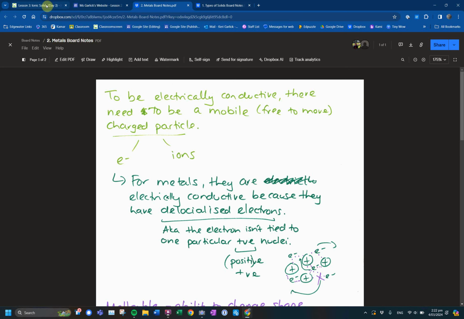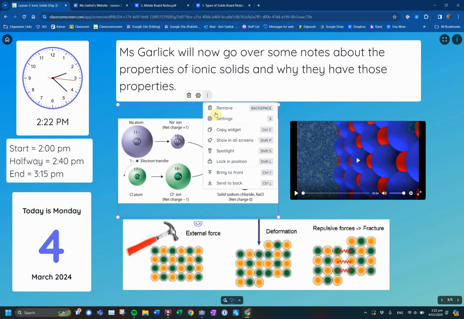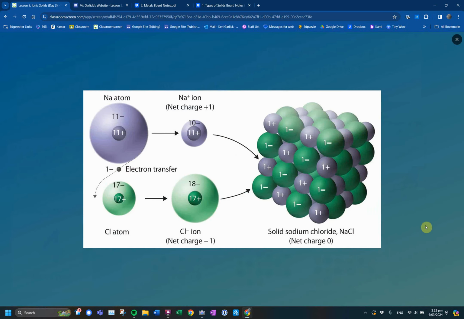Now what we're going to be looking at is the ionic solids. These have lots of particular properties. When we are looking at ionic solids, what you are looking at is a set ratio between the positive cation and the negative anion. In this case, it is sodium chloride, and we see that sodium has lost one electron to go down a valence shell and become stable.